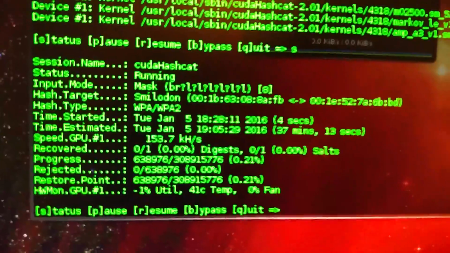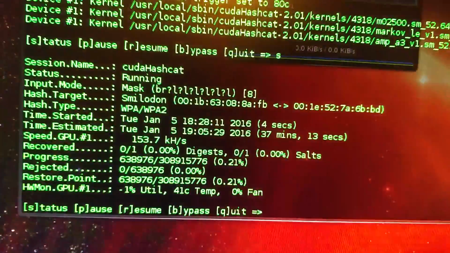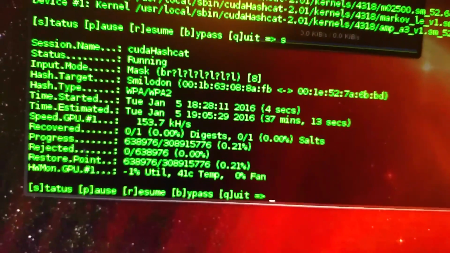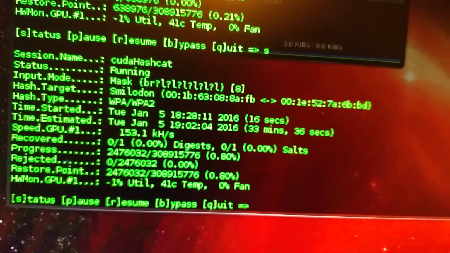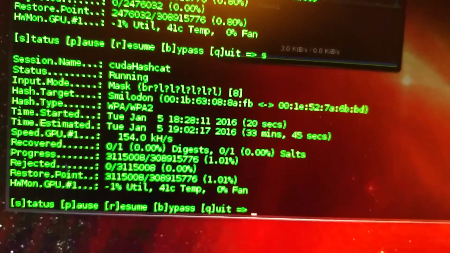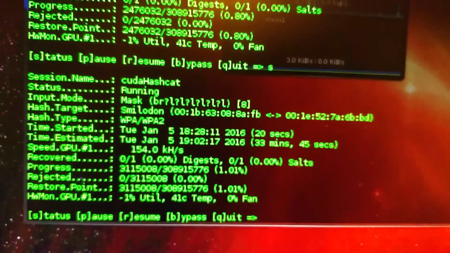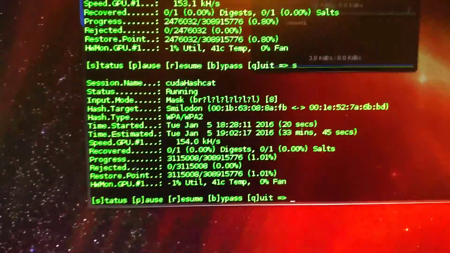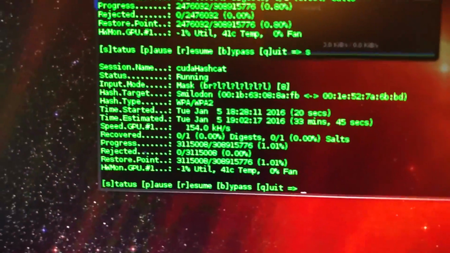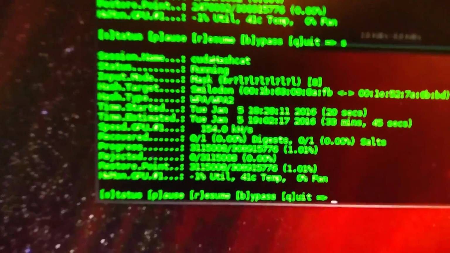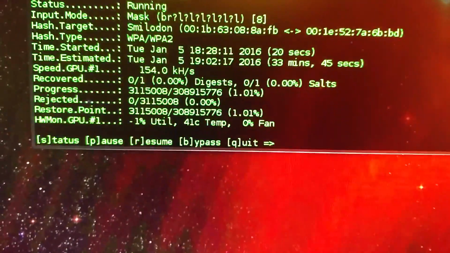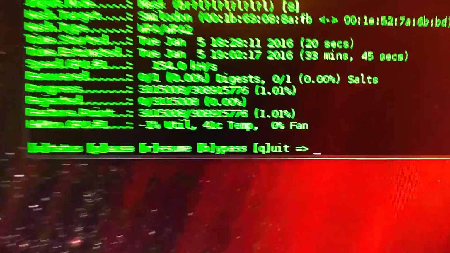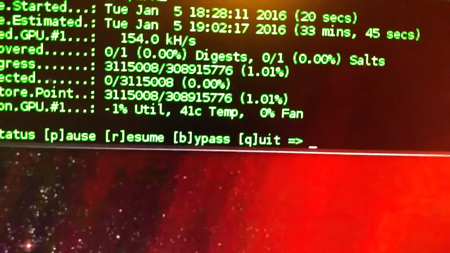So right now, if you look at the status, we are 0.21% finished. If you do the status again, we're at 0.8. And we do the status again, we're at 1% finished. So let's see how long it takes to get to 2%, and I'll give you an idea of how long it's going to take to break this. We're running currently at 154,000 passwords per second. The GPU heat is now 41 degrees Celsius, and that's really what we're checking, how hot the GPU gets.